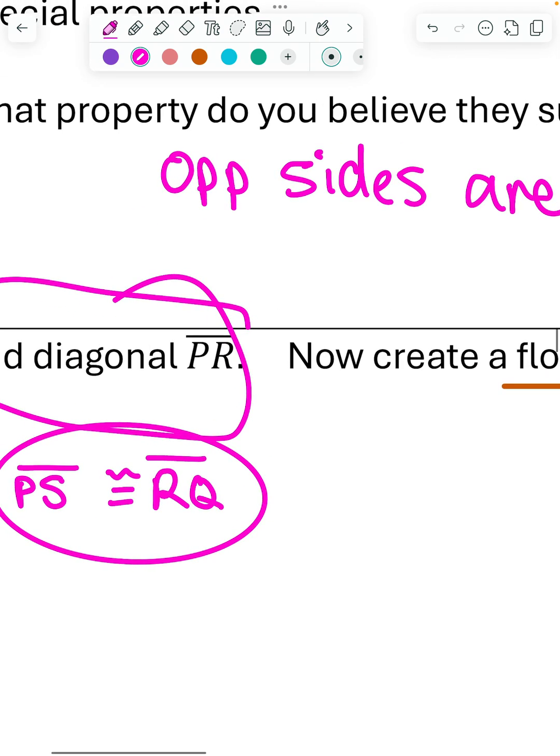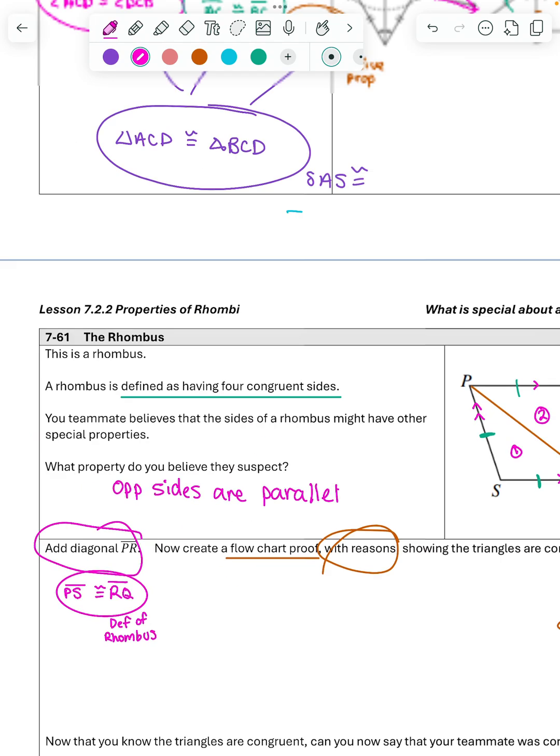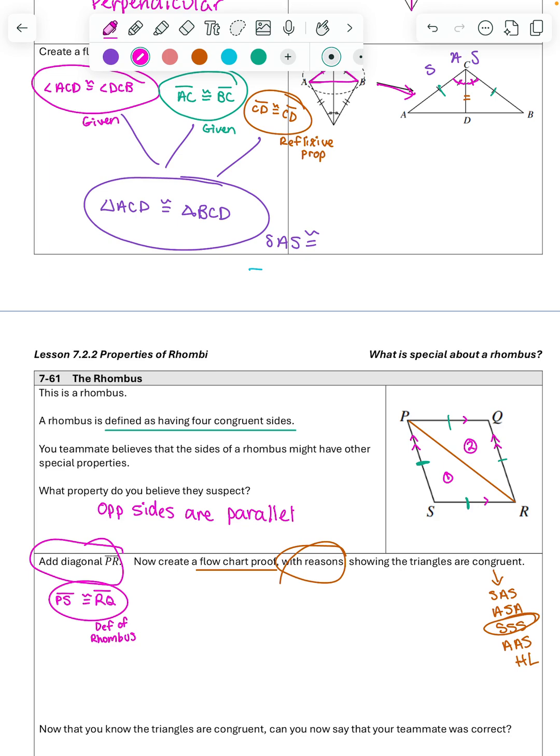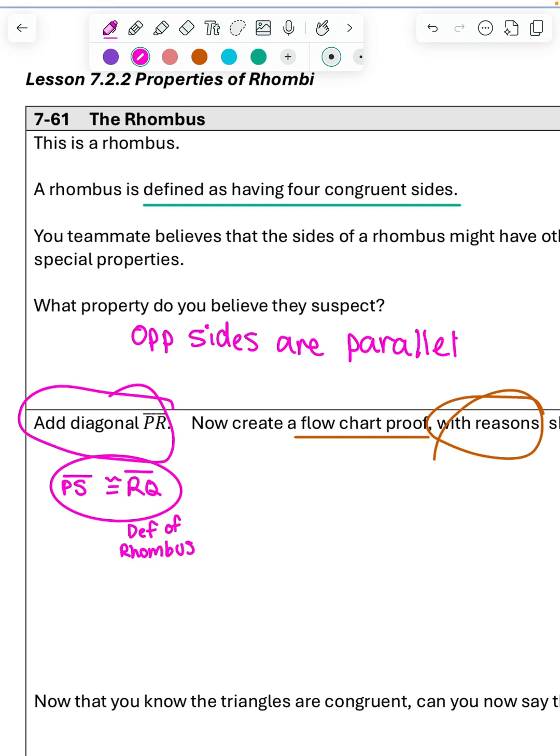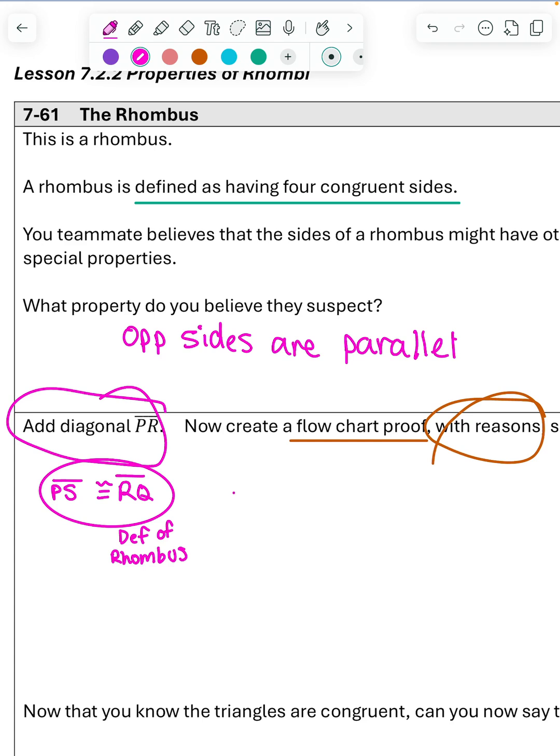And the reason for this is from the definition of a rhombus. That is a good enough reason. They told us that in a rhombus, all the sides are congruent. So our reasoning for saying that is just definition of a rhombus. Now we have the other sides. Side PQ is congruent to side SR. And again, we know this because that is from the definition of a rhombus. Nice, easy reasoning there.